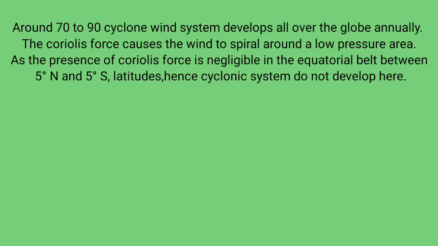Around 70 to 90 cyclonic wind systems develop all over the globe annually. So in a year, 70 to 90 cyclones develop throughout the world.